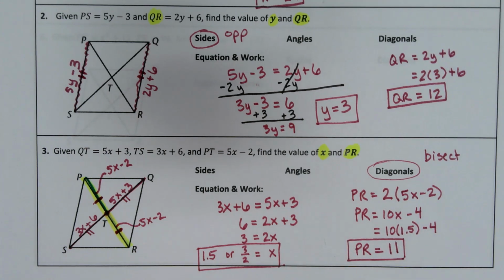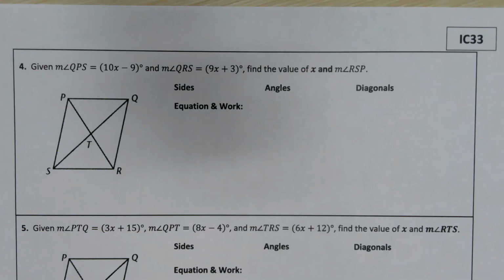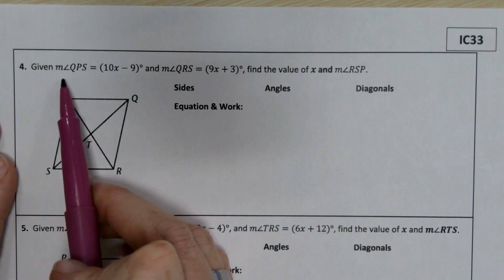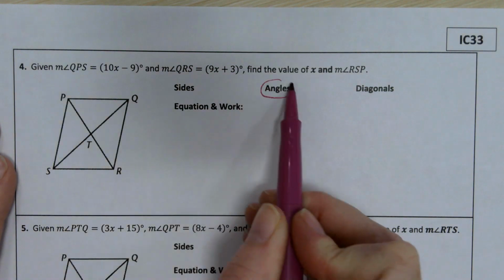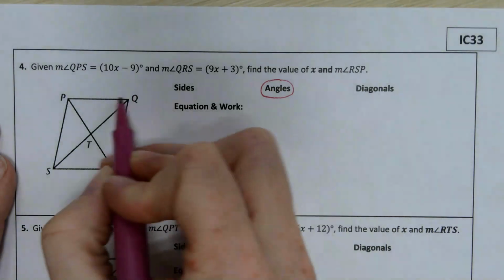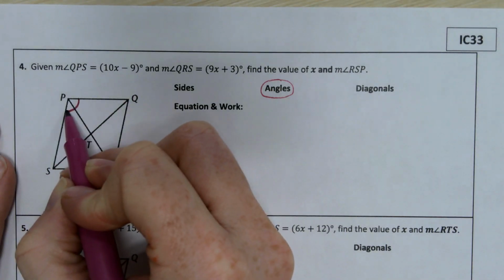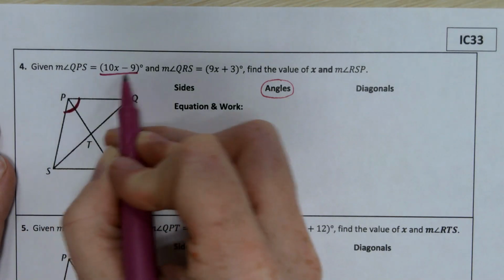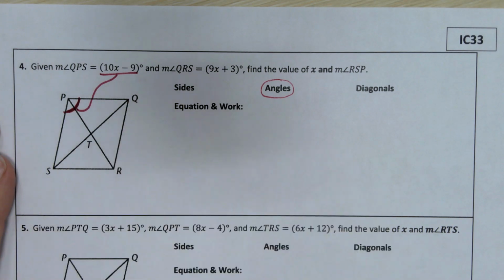All right, go ahead and flip the page and meet me back here for a few more examples. All right, example 4 is up next. I am noticing I've got angle symbols in the mix, so I'm going to go ahead and circle that this problem is about angles. Angle QPS is up first, so that's this whole corner equal to 10x minus 9.